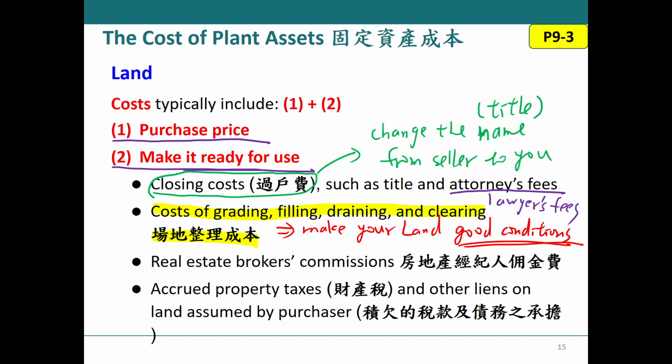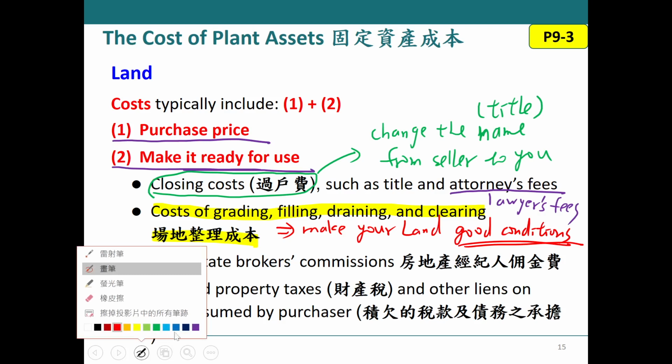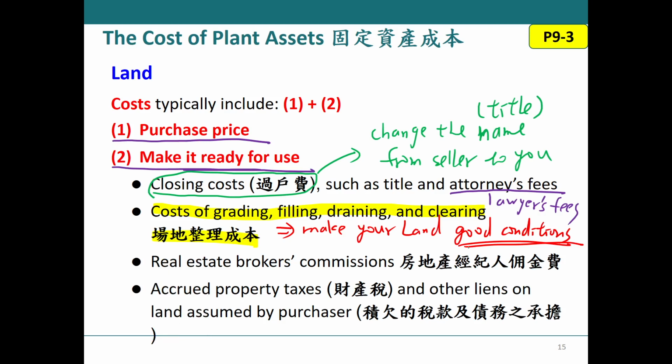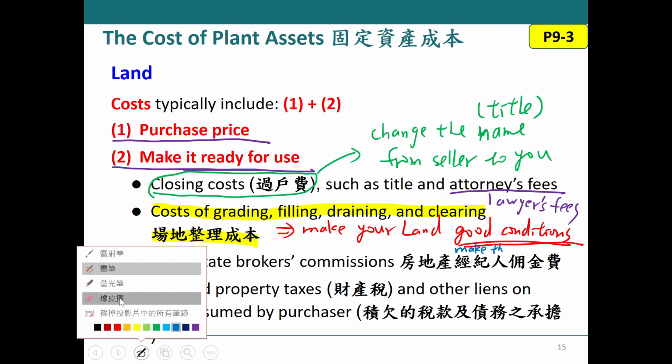Only when your land have a good conditions, then they will be ready for use. Okay? When your land have a good conditions, that will make them ready. Make land ready for use.